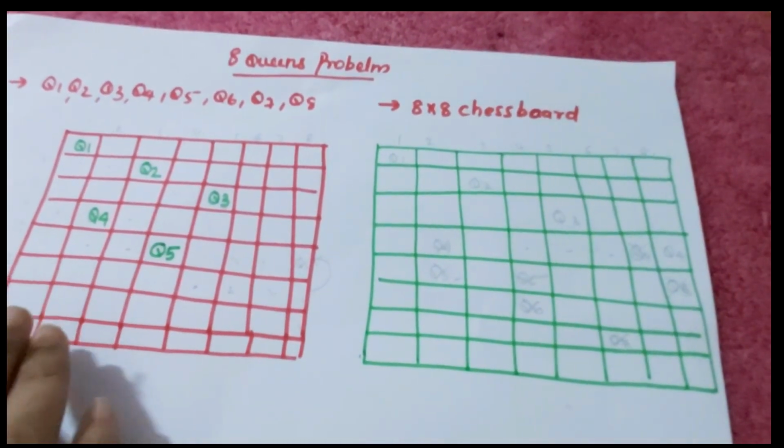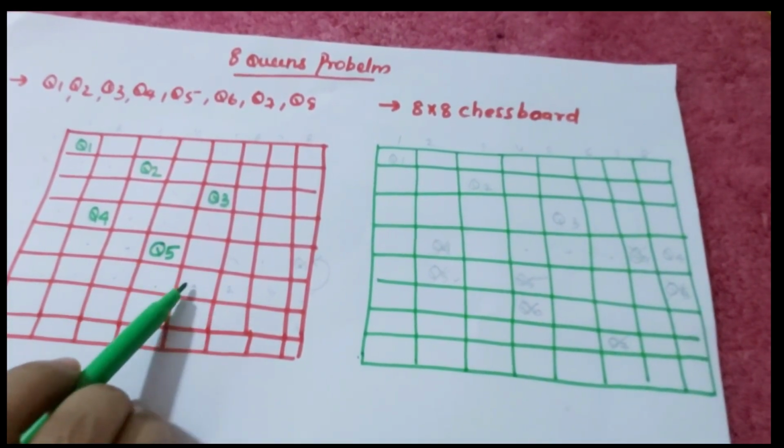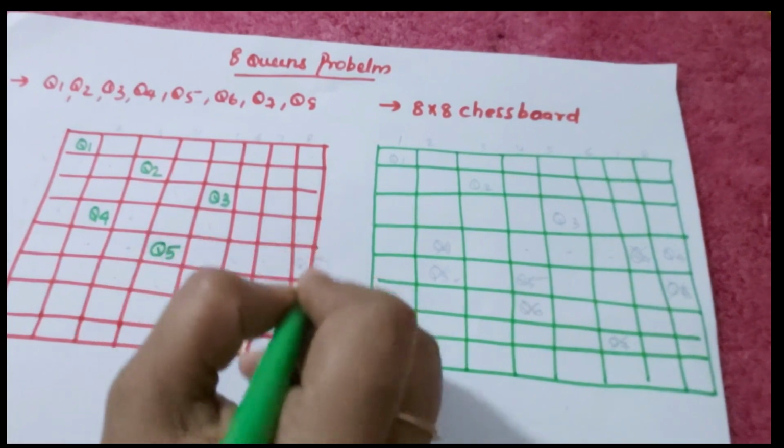So next you have to place Q6. Can you place here? No. Here, no. Here, no. Here, no. Here, no. So you can't place Q6 anywhere. Now what you have to do is you have to backtrack.